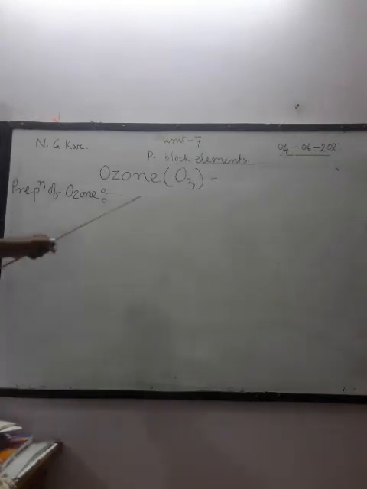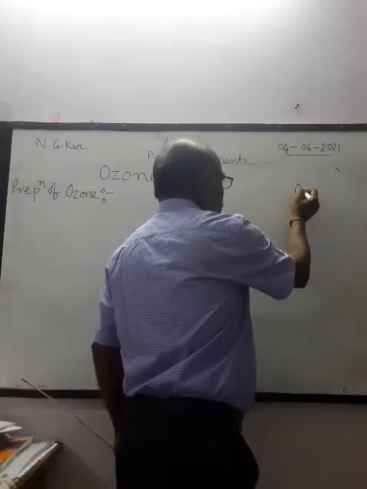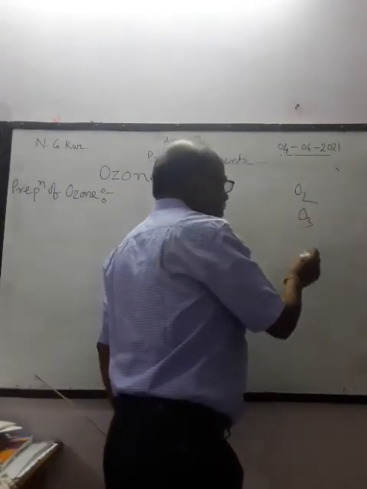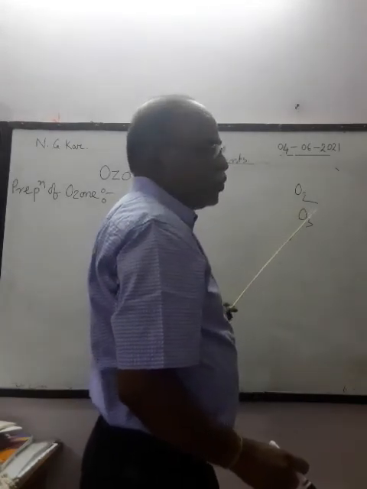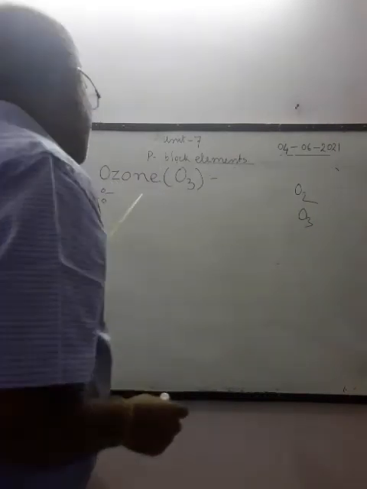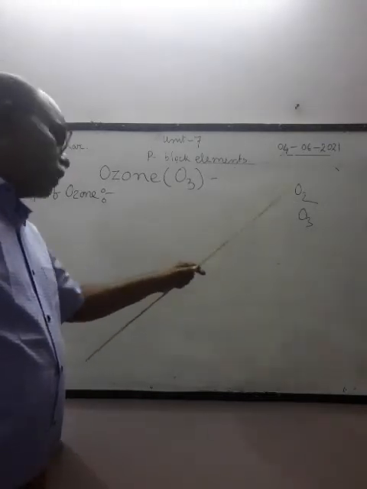So next we consider ozone, which is an allotropic form of dioxygen. Oxygen has two allotropic forms. One is dioxygen, or O2, and the other is trioxygen, also known as ozone. Ozone, O3, is also present in nature in the upper part of the atmosphere, which protects us from ultraviolet light. Ozone is prepared from pure and dry oxygen.